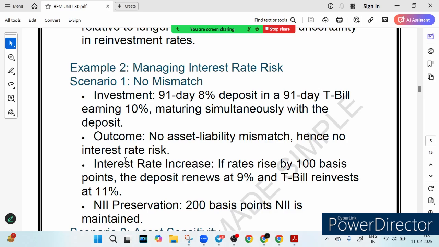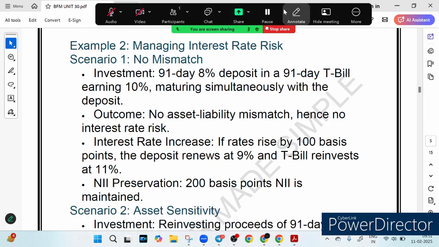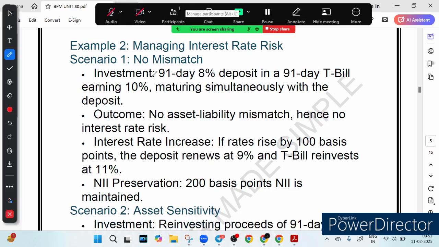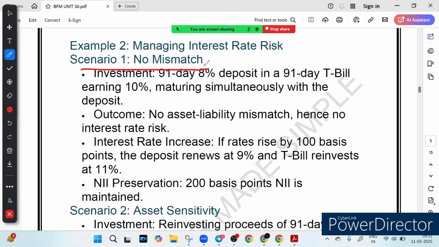Right. So in example 2 we will take three scenarios. The first scenario is no mismatch. Think of it like saving money in an FD for 3 months. You are saving money in a fixed deposit for how many months? For 3 months, okay. And investing in something that matures at the same time, like a government T-bill.